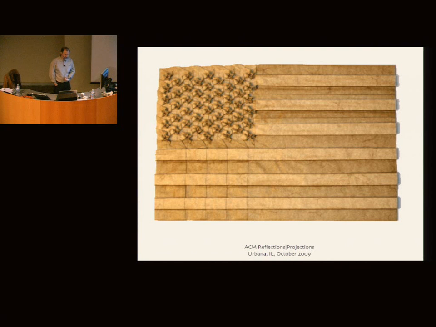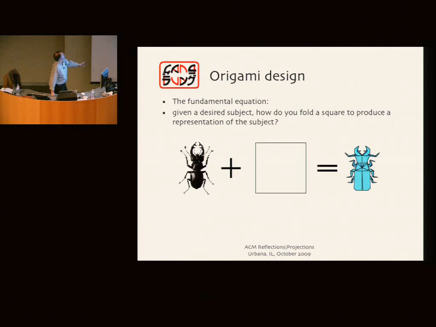Surprisingly, though, the greatest successes of math and origami came not in the area of patterns, repeating patterns, but in the area of representational origami, design, things with arms and legs and wings and antenna and so forth. And that came about because we can write down an equation for the design of an origami figure, and here it is. You start with an idea, you combine it with a square, and you get a folded subject. There it is.